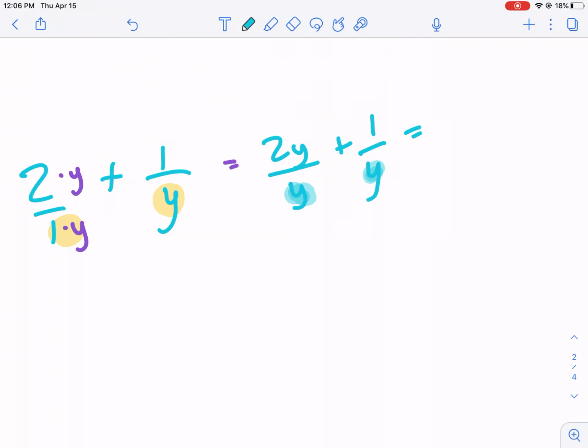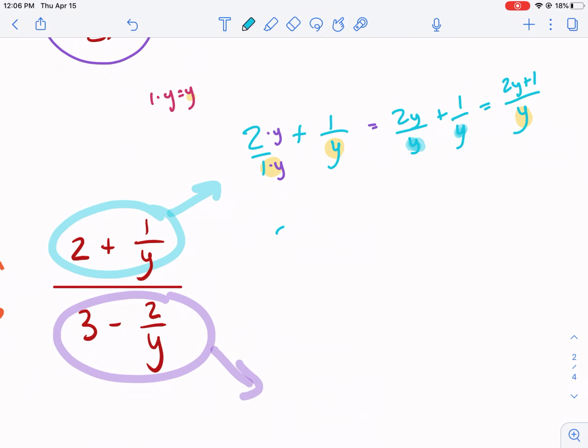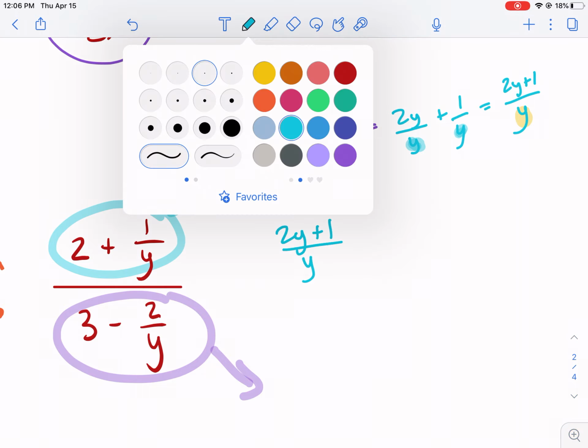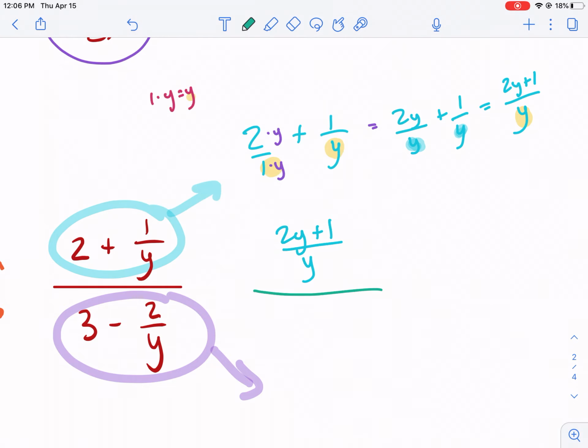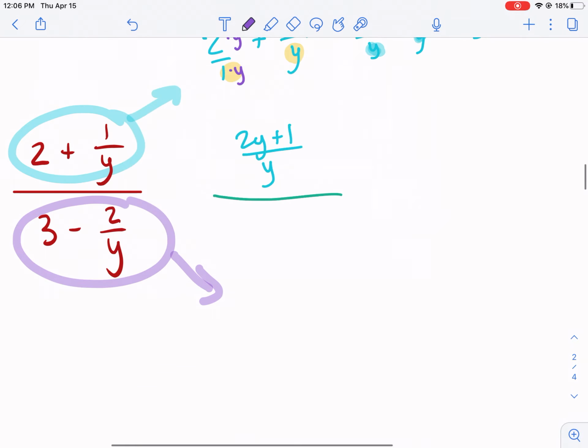Now y is our common denominator, and we have 2y plus 1 in the top. So we've simplified the top. It's equal to 2y plus 1 over y. It's all one fraction now, and we're ready to proceed. This is going to be our change in just a second, but now I need to simplify the bottom.